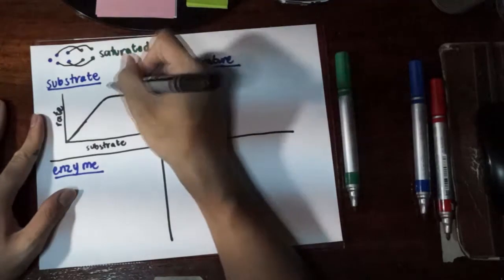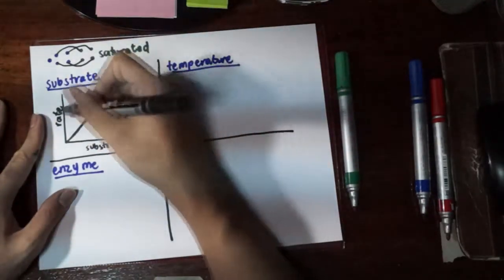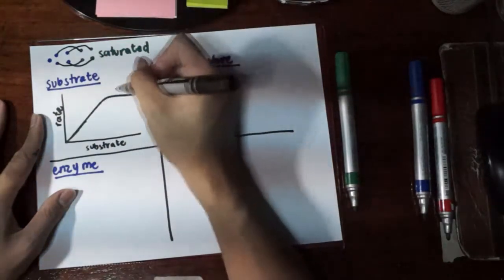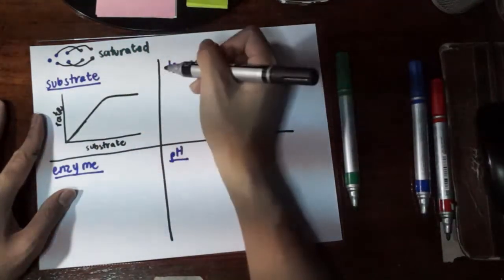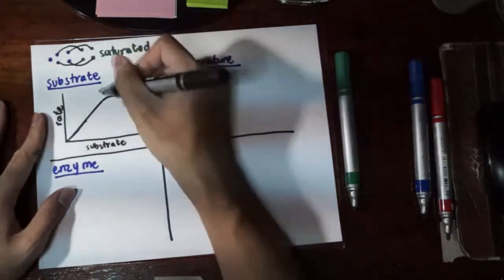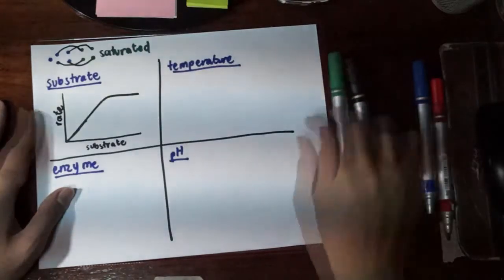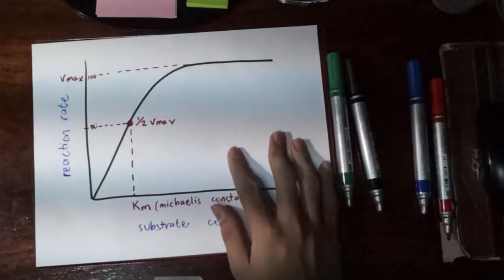So the moment it becomes saturated, we will see that as we plot the amount of substrate against the rate of the reaction, we have a flat line. This is the point of saturation. So we could actually enlarge this. They have drawn a larger graph here. Alright, so this is what it looks like again.